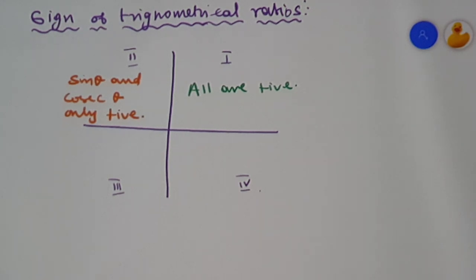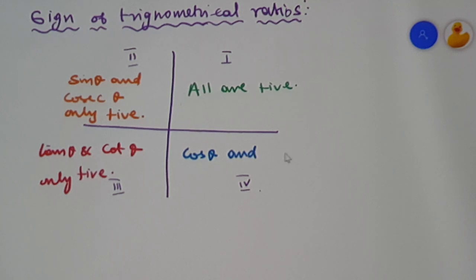Then what about the third quadrant? In the third quadrant, only tan theta and cot theta are positive. And in the fourth quadrant, I can say cos theta and secant theta are only positive. So this we are calling the sign of the trigonometrical ratios.